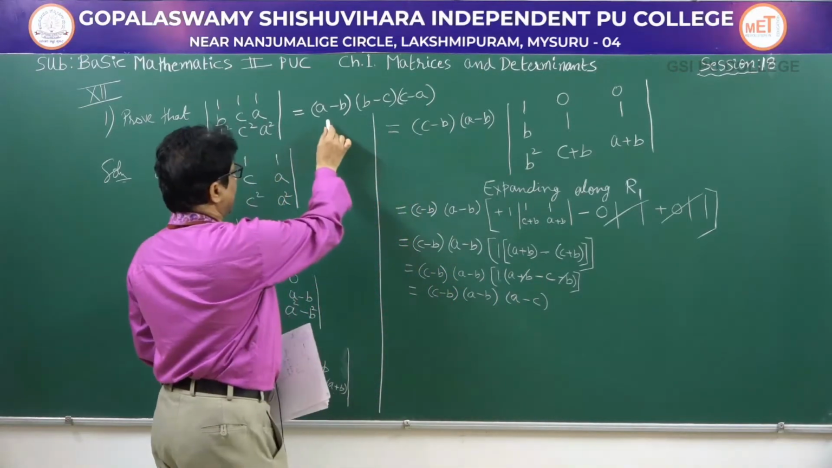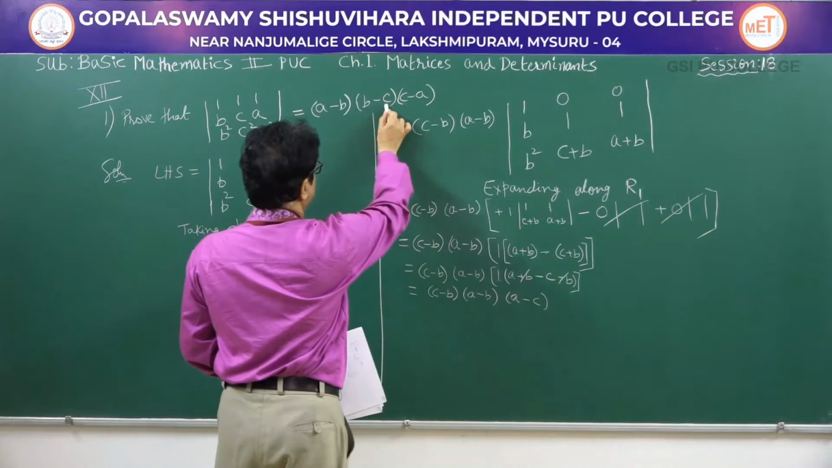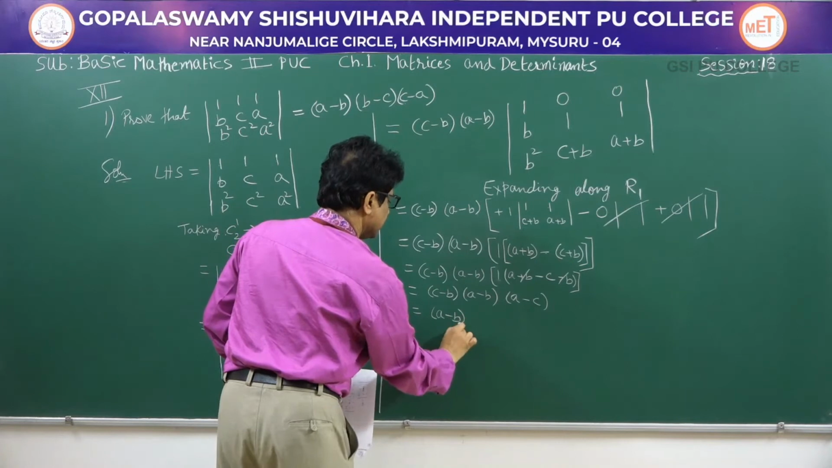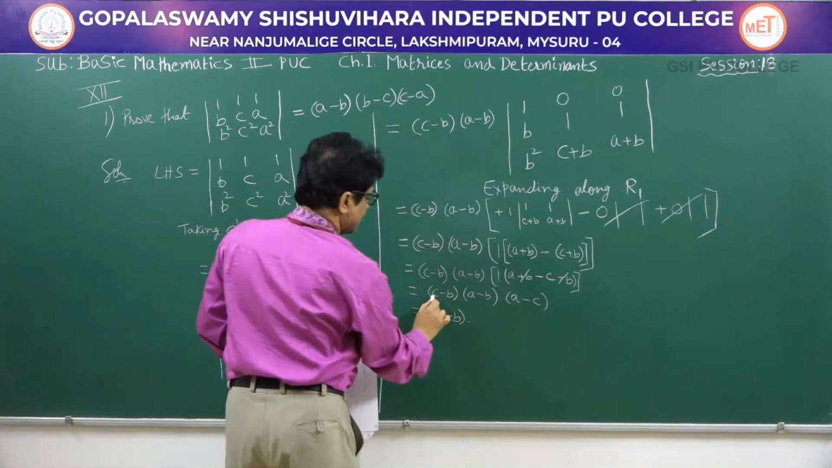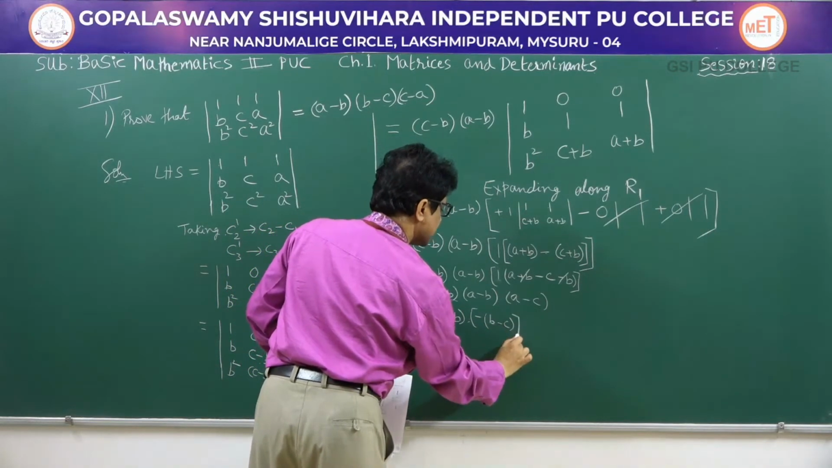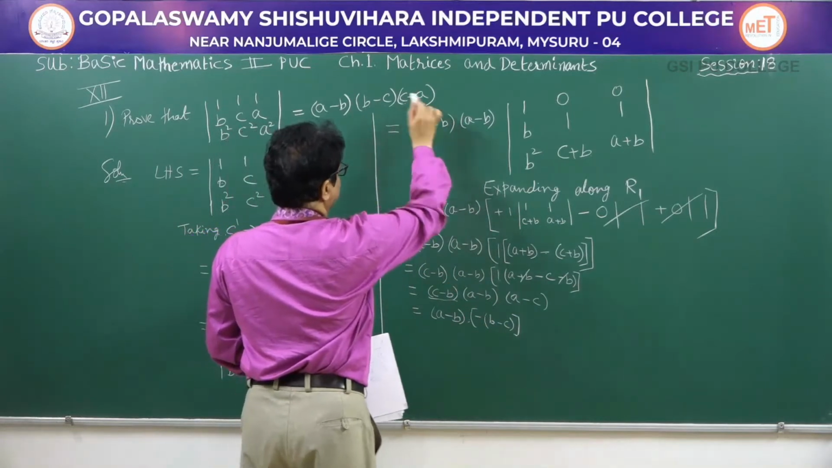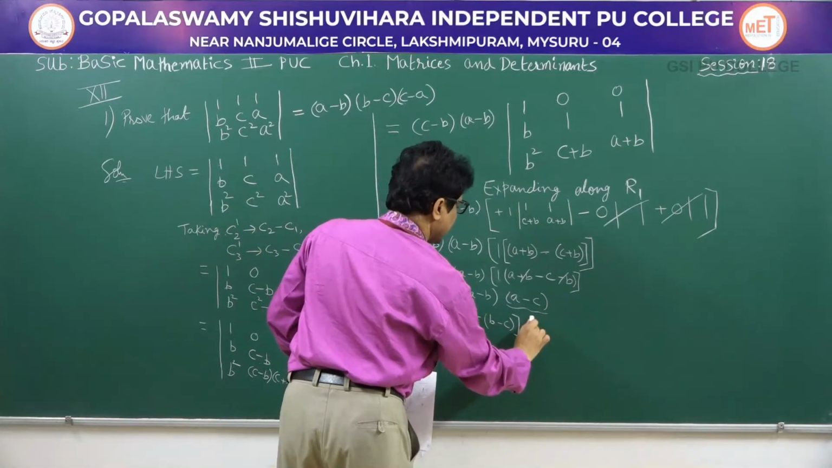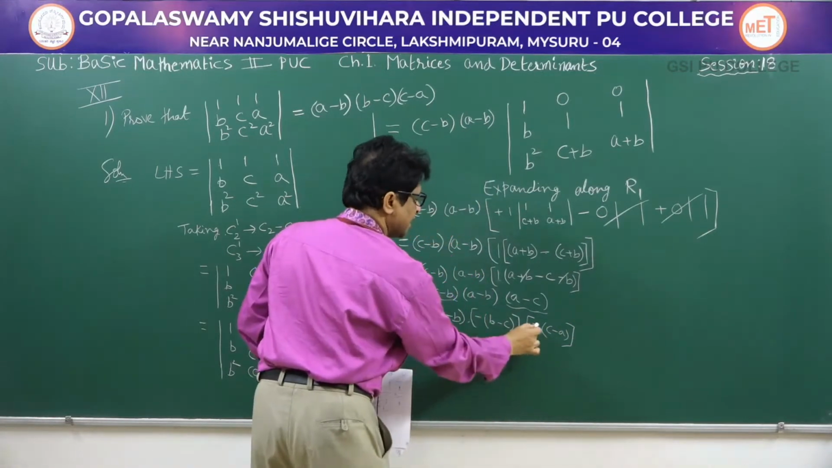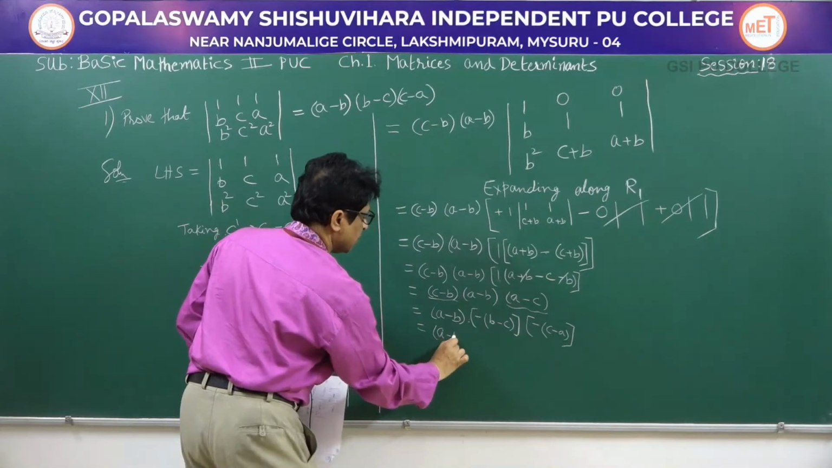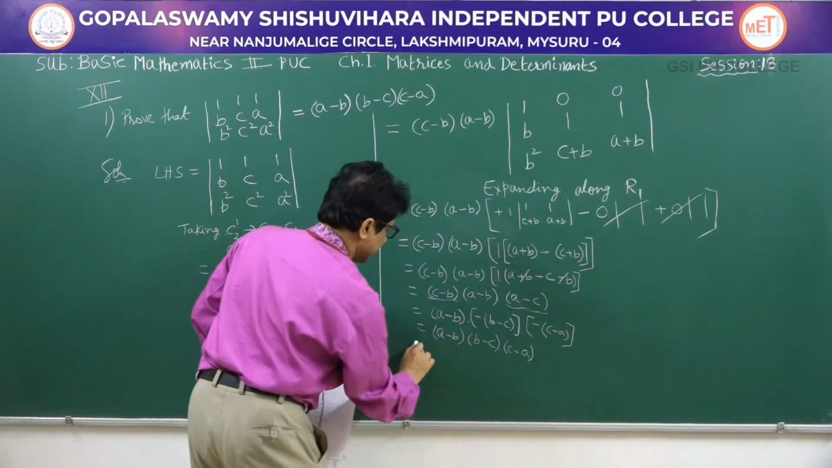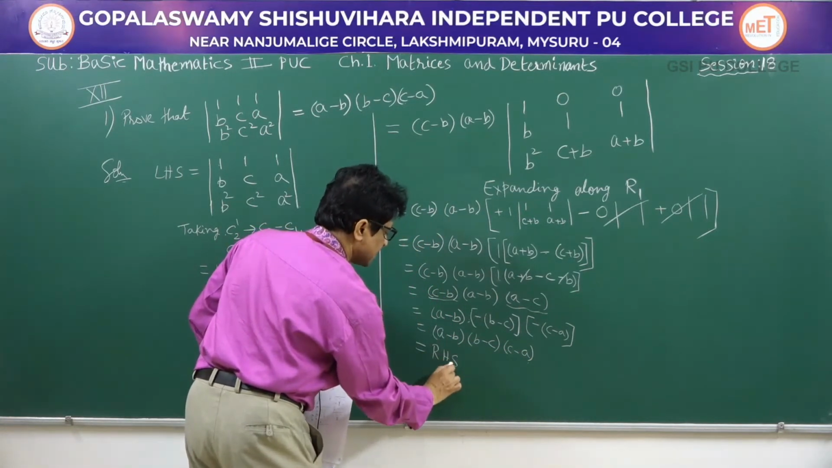So here the final answer should be A minus B into B minus C into C minus A. Here we want B minus C. So from these two terms I take minus common, we get B minus C. Next term we should get C minus A. Therefore from this term I will take minus common, we get C minus A. So minus into minus is plus. So that will be equal to A minus B into B minus C into C minus A, which is nothing but RHS.